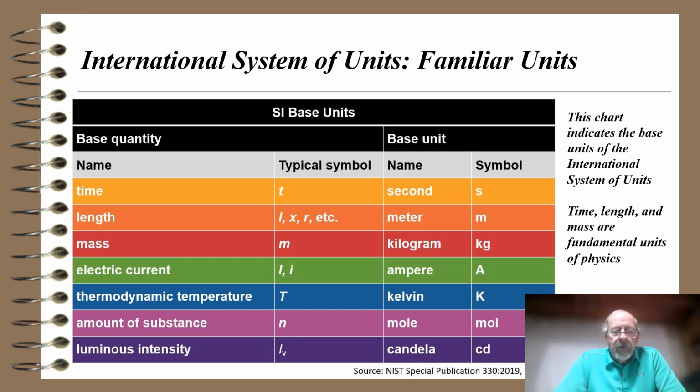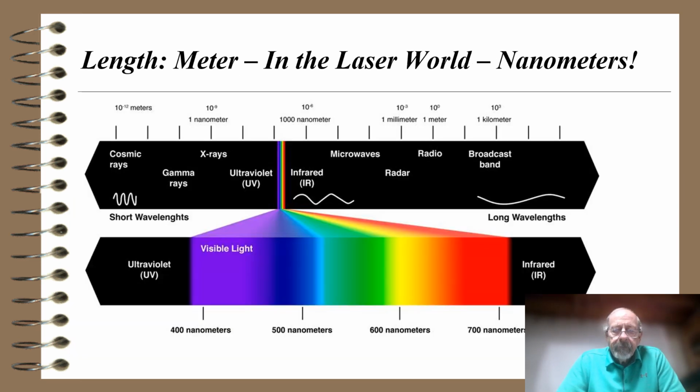Then we have electric current, which is the ampere, thermodynamic temperature, which is basically in degrees Kelvin, although we're more familiar with Celsius and Fahrenheit. Amount of a substance, unless you took chemistry, this may not be familiar to you. It's called a mole, and we'll have some examples. And then luminous intensity is the candela, or CD is its symbol.